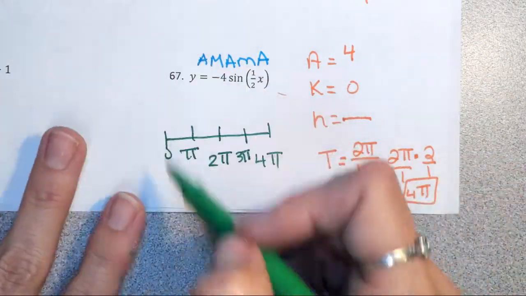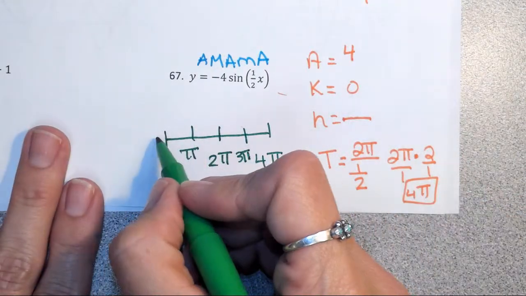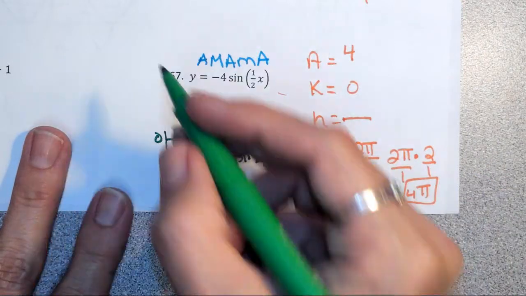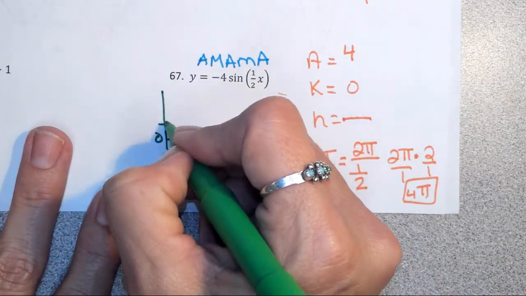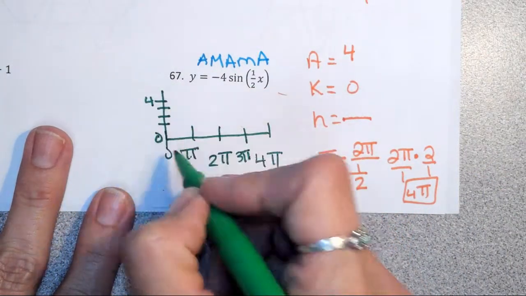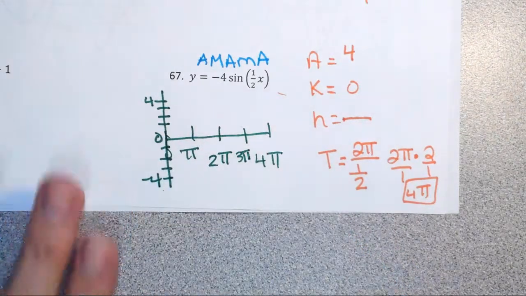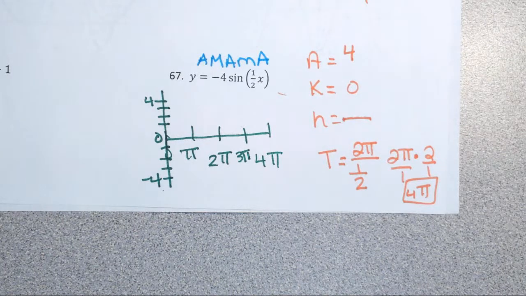Okay, when I go do the y-axis, my k value is 0. I'm going to go how many above it? 4. 1, 2, 3, 4. And how many below it? 4. 1, 2, 3, 4. Perfect. And then we're going to follow our sine pattern except for one thing.